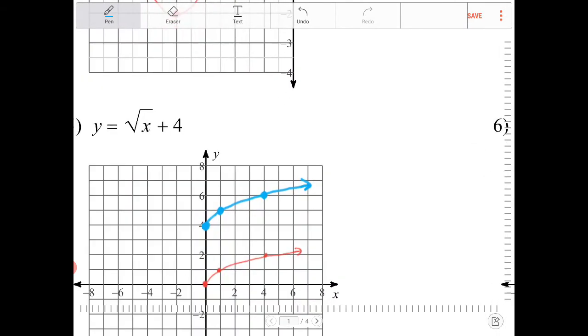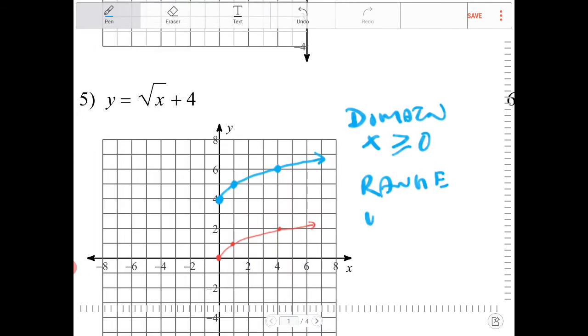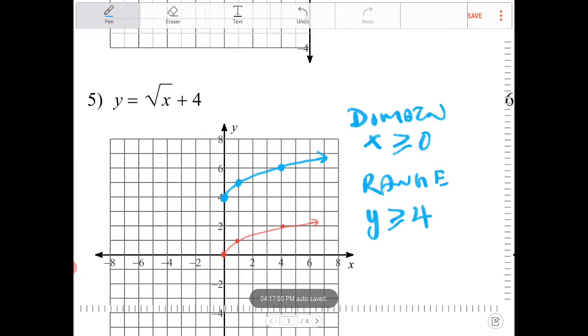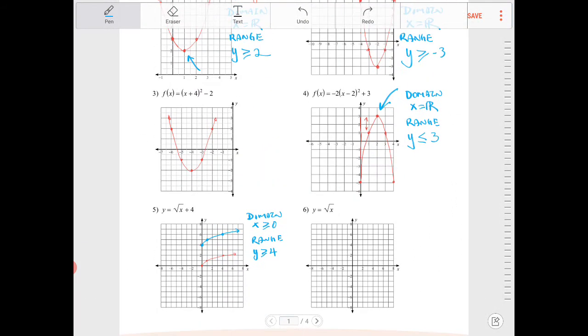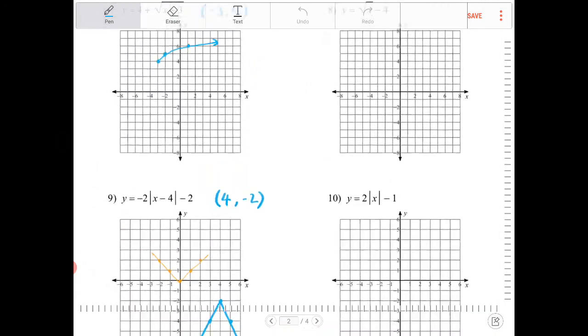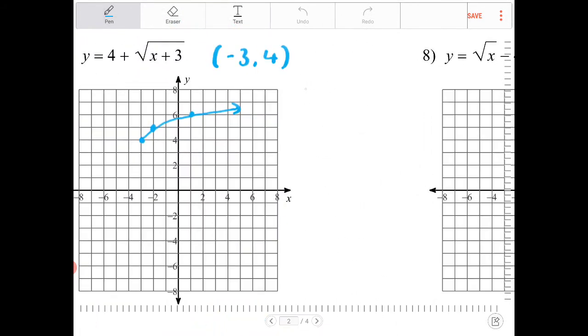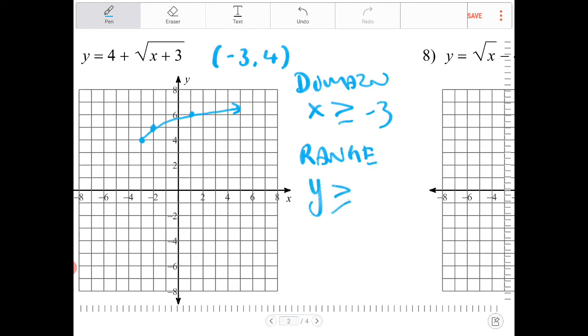Let's take a look at this guy. So the domain is x is greater than or equal to 0. The range is y is greater than or equal to 4. It's dependent upon what that vertex is, right? Okay. This guy right here, the domain is x is greater than or equal to -3. The range is y is greater than or equal to 4.